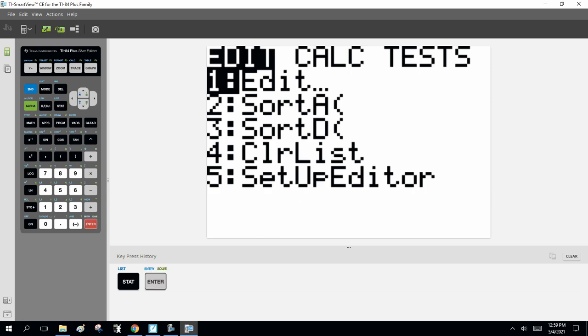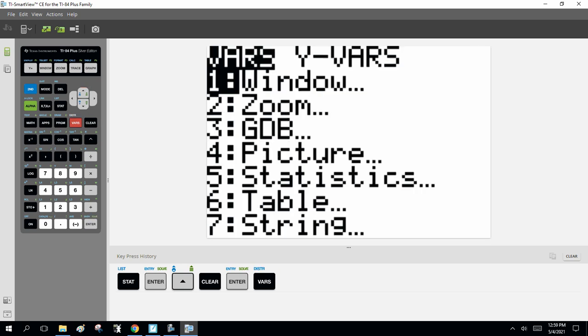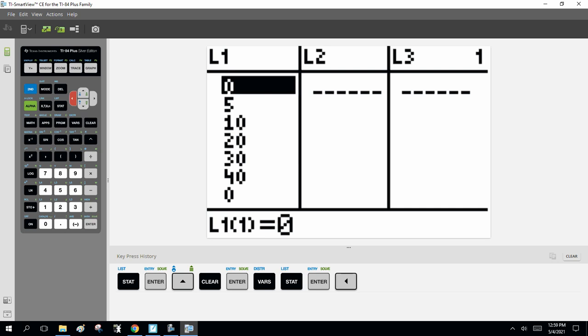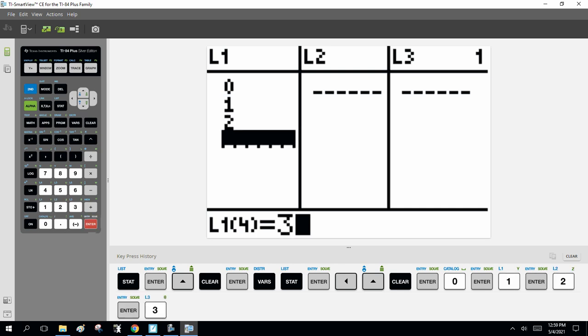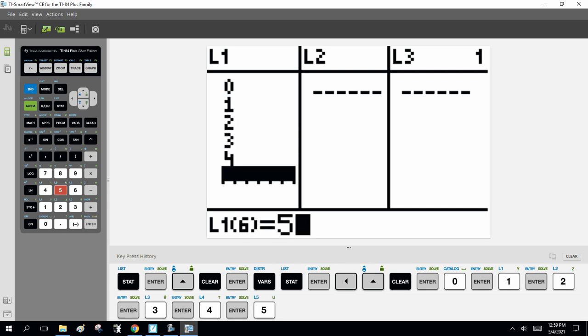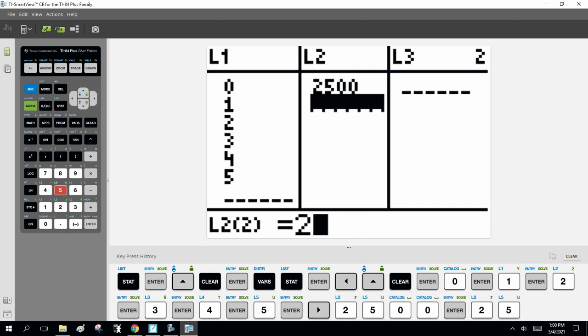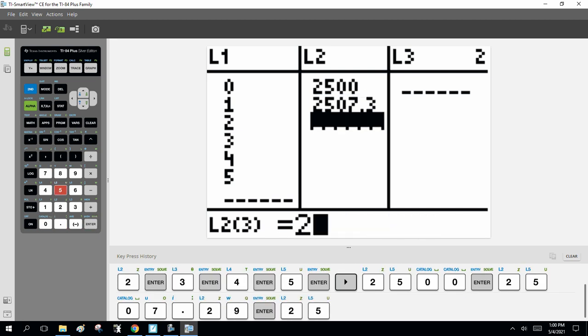So, statistics, edit. We already have data in here. We have to clear that. Oh, sorry, my bad. Statistics, edit. Scroll over, scroll up, clear, enter. There we go. So, 0, 1, 2, 3, 4, 5. And then L2 is 2,500, 2,507.29, 2,514.6.